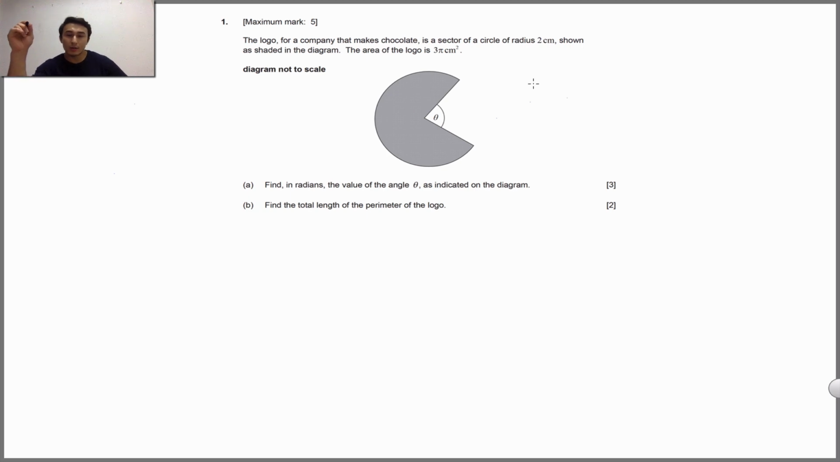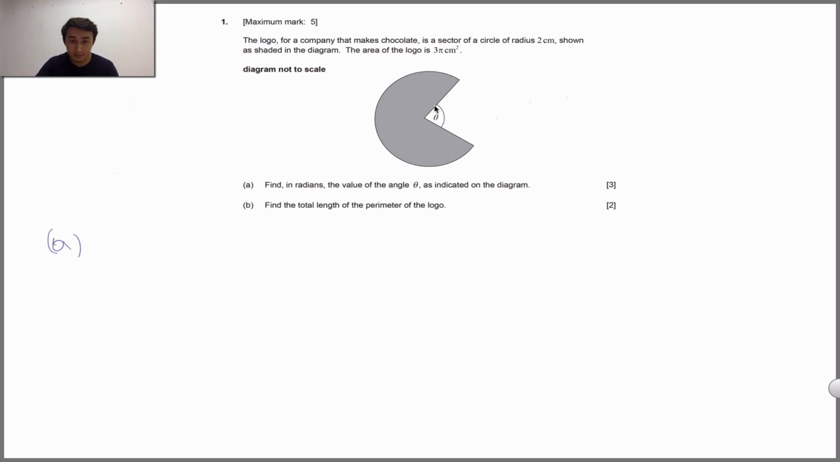So I would advise you guys to stop the video before I start solving, so you can stop the video and then read the question and then continue the video. Alright, without further ado, let's go to the first question. This is the logo and the radius is 2 centimeters. And the shaded area is 3 pi centimeters squared. So the question, part A, is we need to find the angle theta in radians.